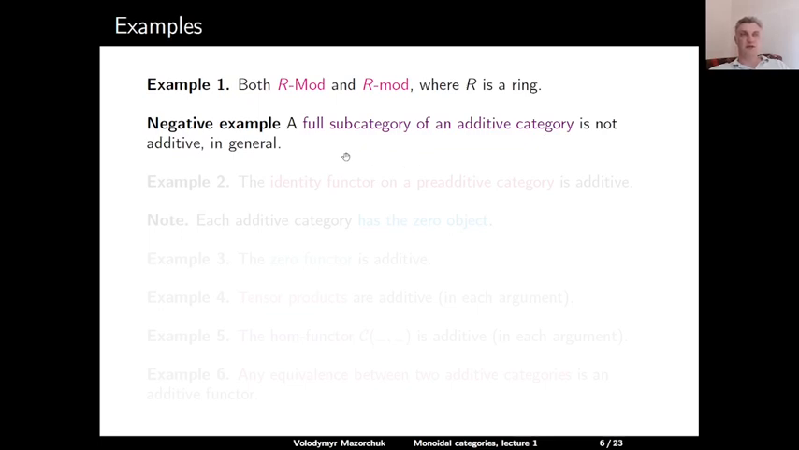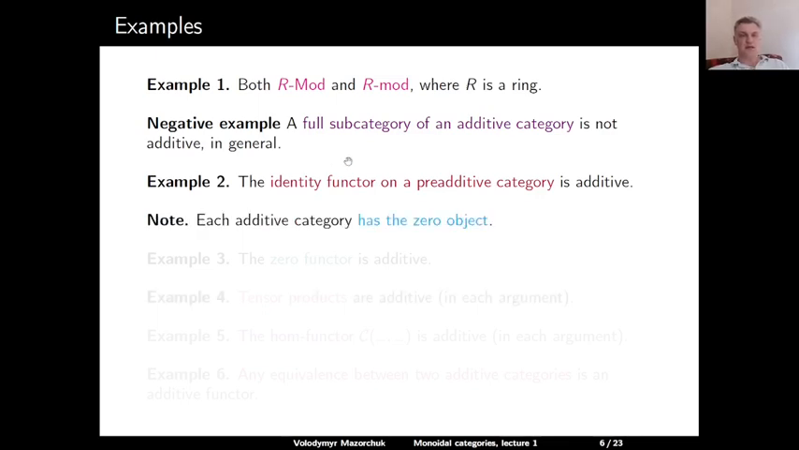The property of being pre-additive is inherited by full subcategories, but the property of being additive is not. An example of an additive functor: the identity functor on any preadditive category is, of course, additive. Note that each additive category has finite byproducts. In particular, it has an empty byproduct, which is the zero object of that category.